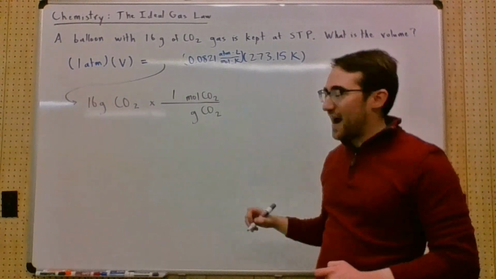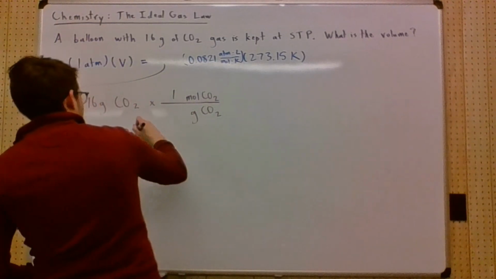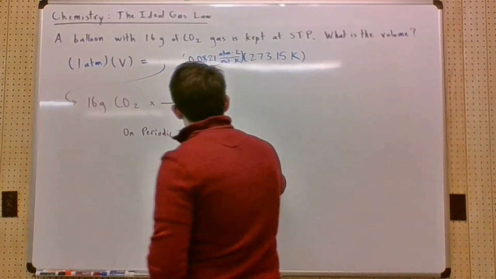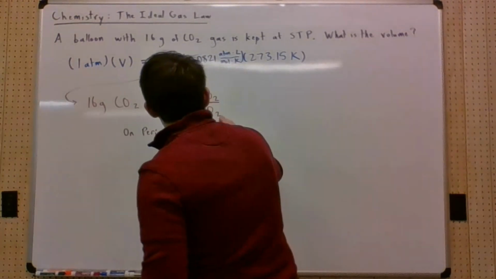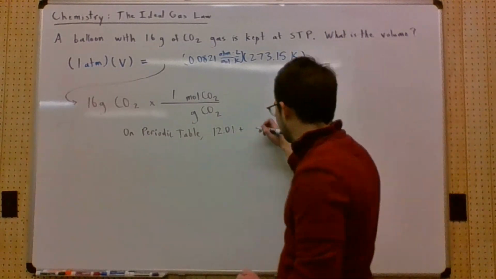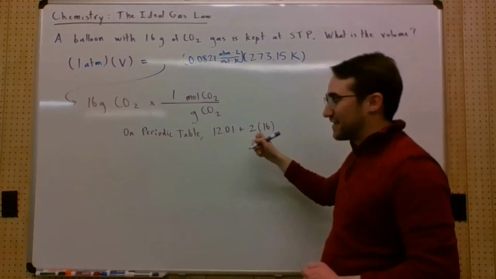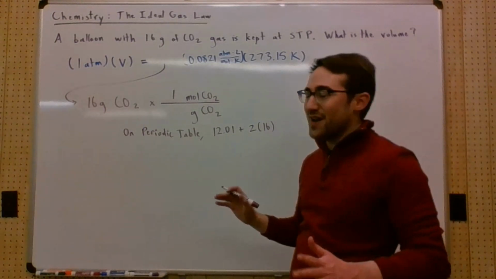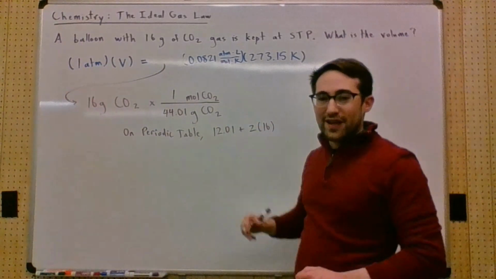And then for the grams of CO2, I need to add up the mass of 1 carbon and 2 oxygens from the periodic table. On the periodic table, carbon has a molar mass of 12.01, and each oxygen has a molar mass of 16. So I'm doing 2 times 16. 12.01 plus 16 plus 16 is going to give me my molar mass down here. It should come out to be about 44.01 grams, and that is in every mole of CO2 that I have.